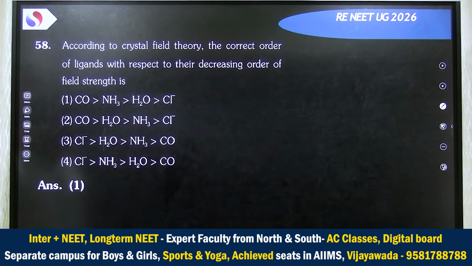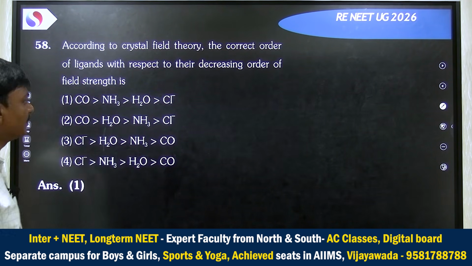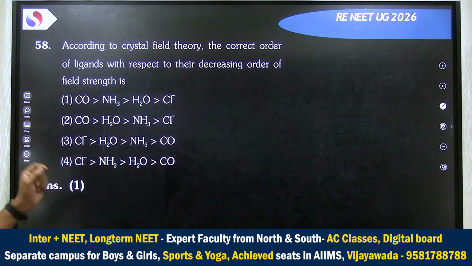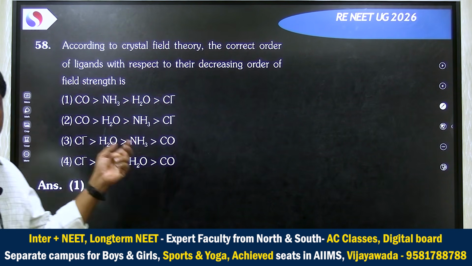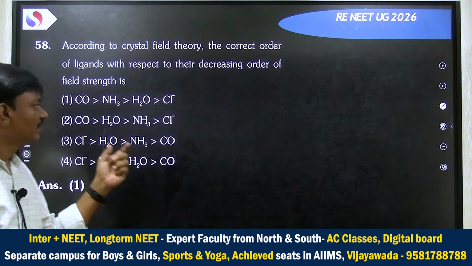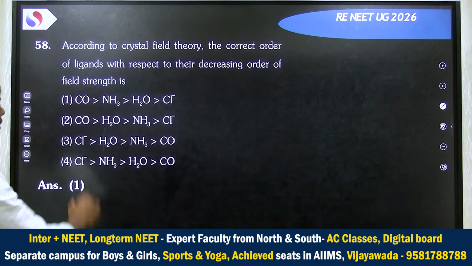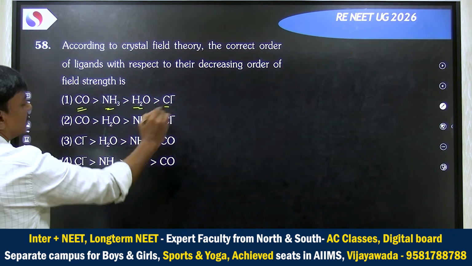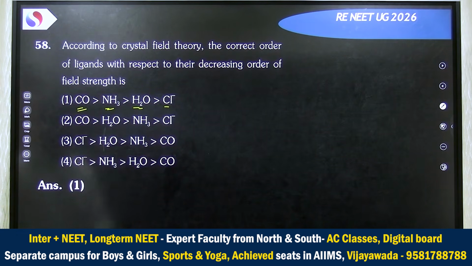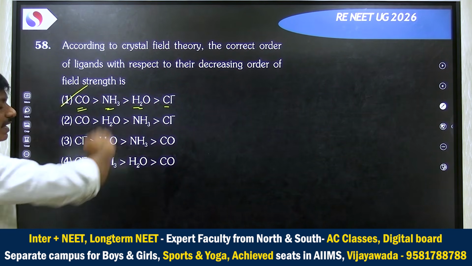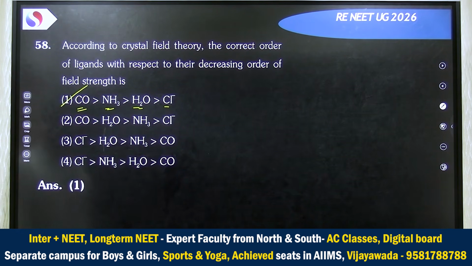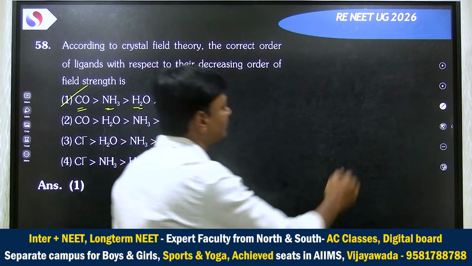According to crystal field theory, what is the correct order of ligands with respect to their decreasing order of field strength? It is completely based on a fundamental point from coordination compounds, based on ligand strength. Here we have CO, NH3, H2O, Cl minus. So the ligand strength order will be CO having more ligand strength compared to the remaining NH3, H2O, and Cl minus. So it is a directly fundamental-based question. So the first one is the correct option. Next one.